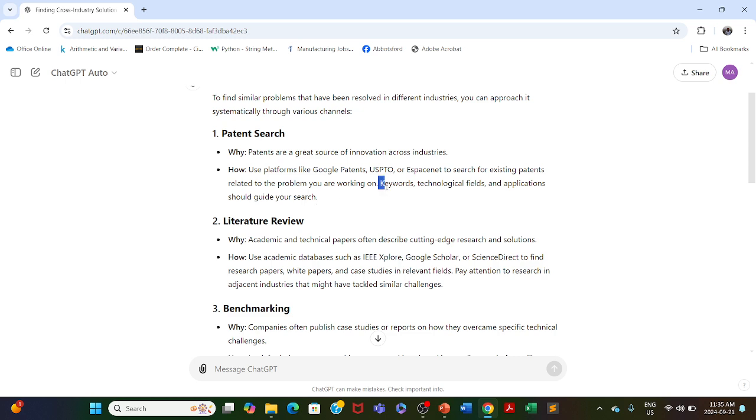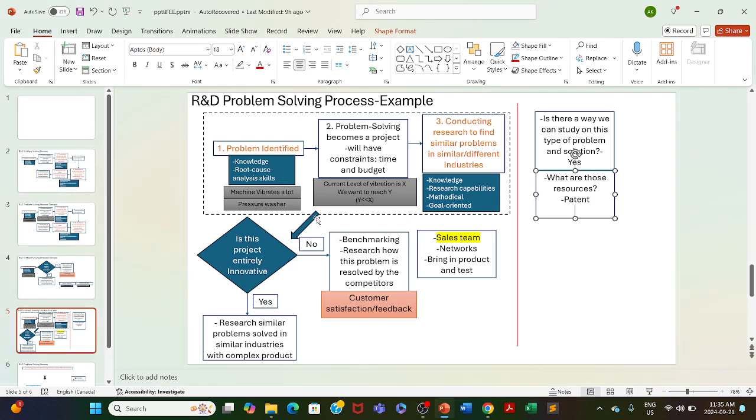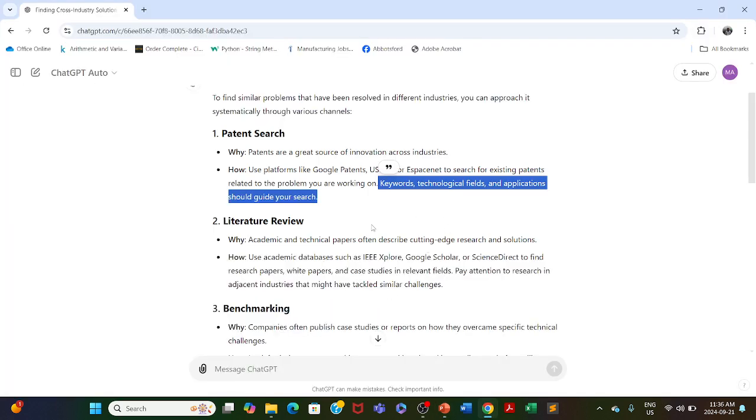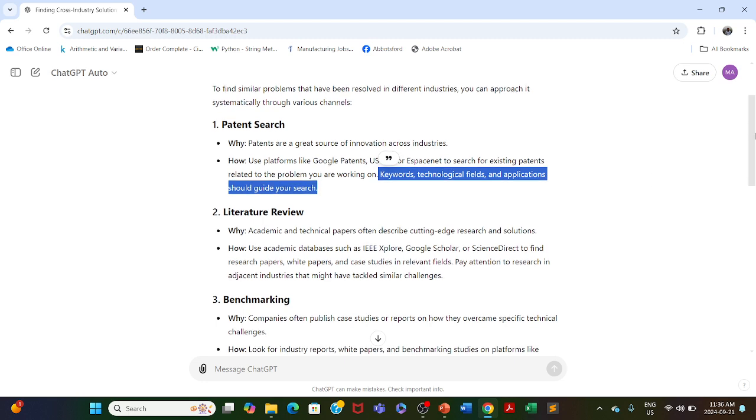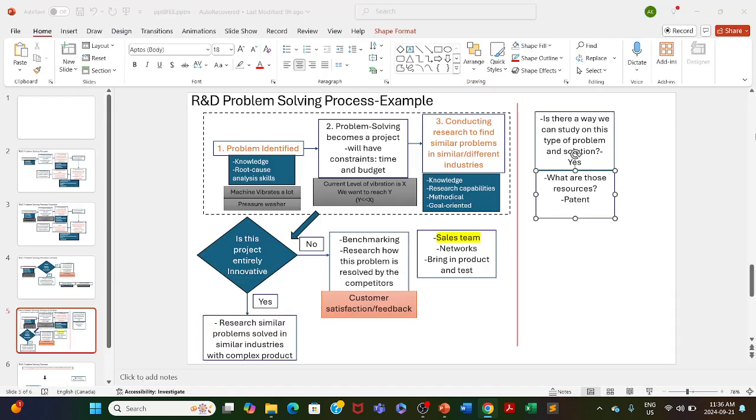So these terms, keywords, technological fields, and applications, are something that we have to really customize, and all the research we did here, all this discussion, is to define what keywords we should use. I will come back to this topic later, but let's just write down this thing. I'm going to make it like this: those resources, make it bold, and then patents.